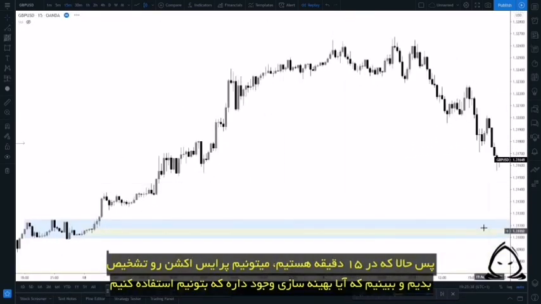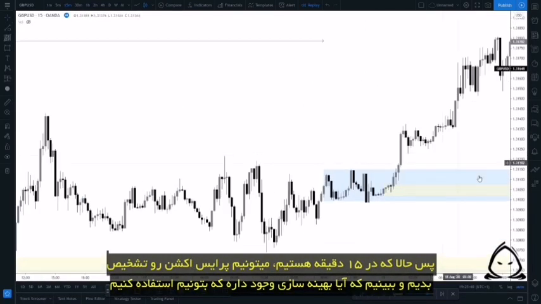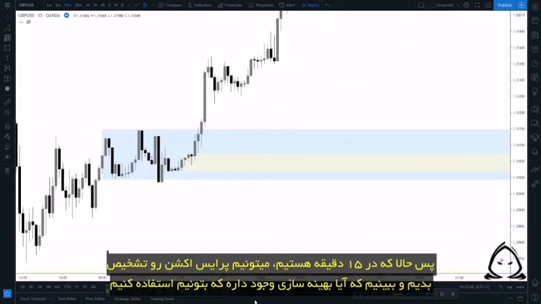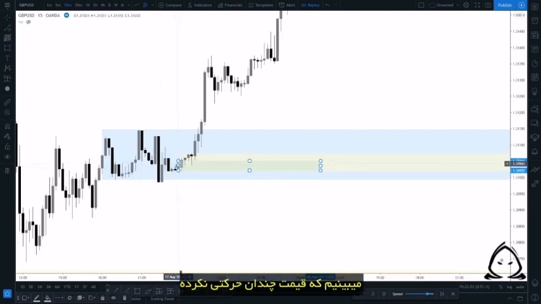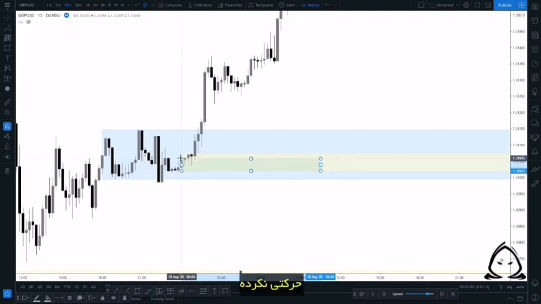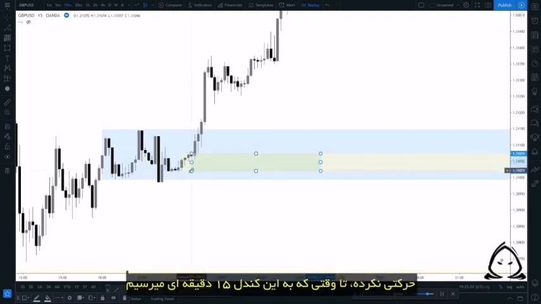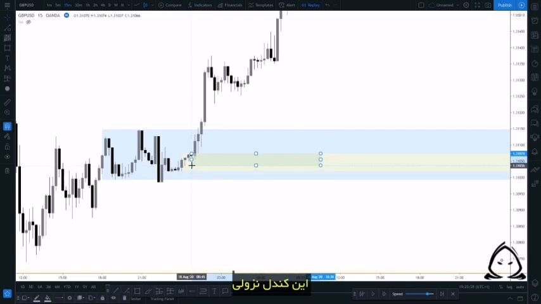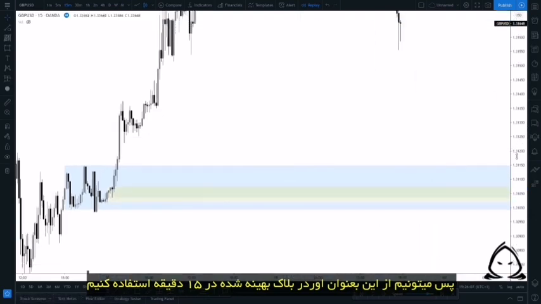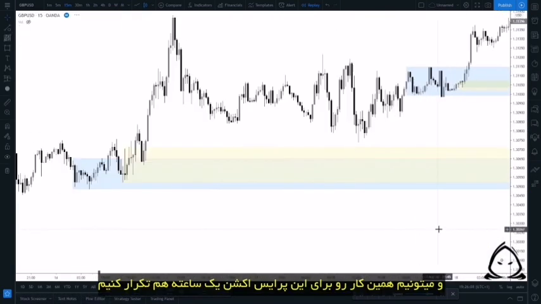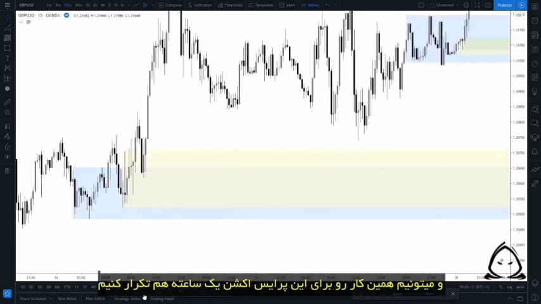So now that we're on the 15-minute, we can look at price action and identify if there are refinements that we can use. So if we look at our first order block, we can see that price has a down move candle right here, and we can see that price hasn't really moved until we get to this 15-minute candle here, this bearish candle with the large wick to the downside. So we can use this as our 15-minute refined order block, and then we can repeat the same process on this hourly bit of price action.